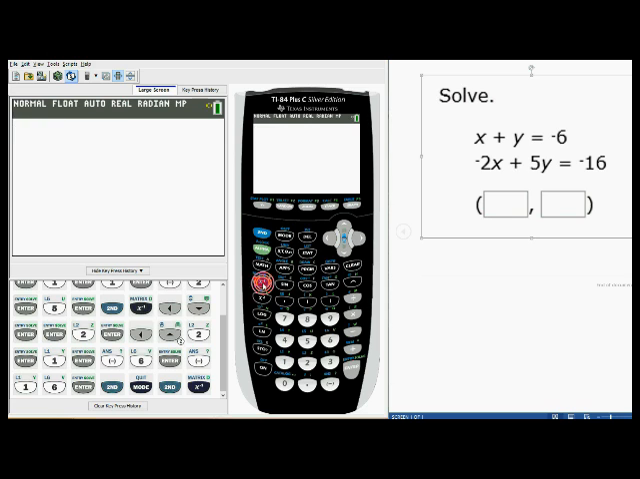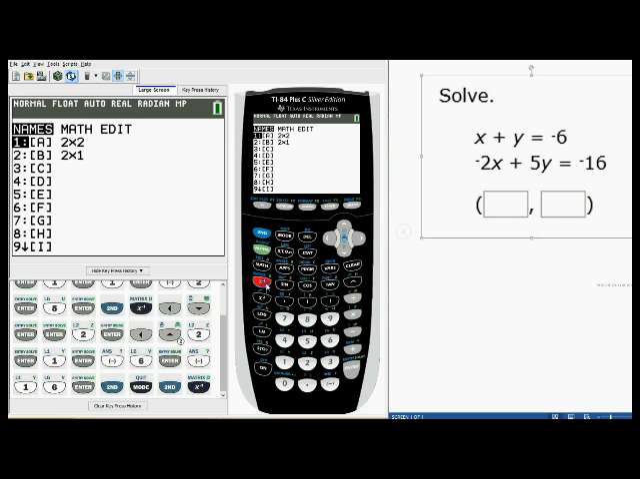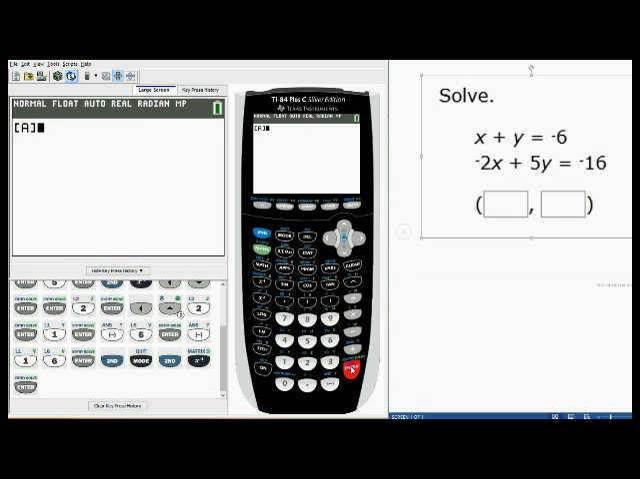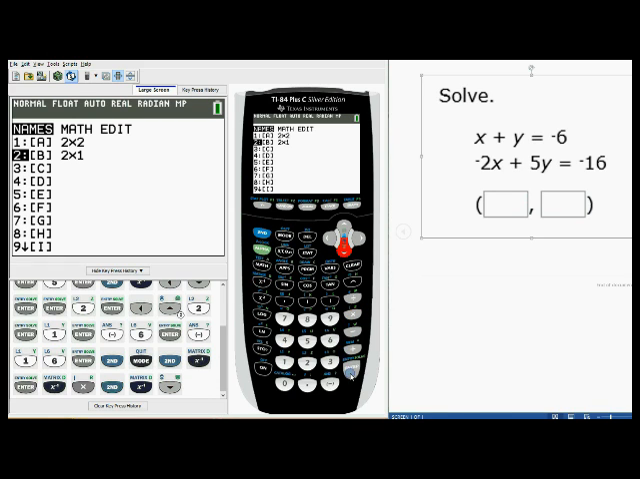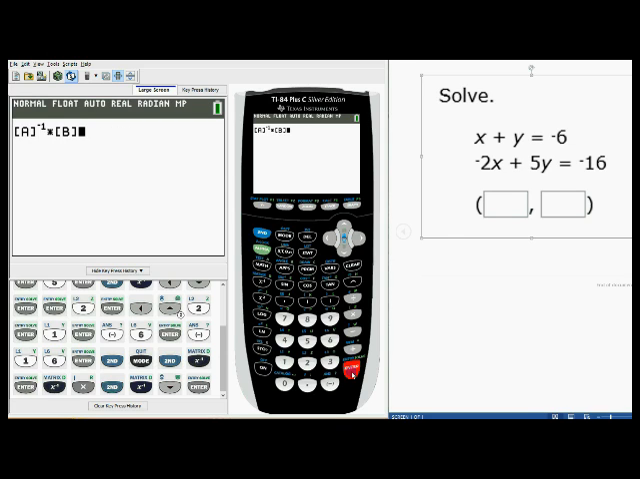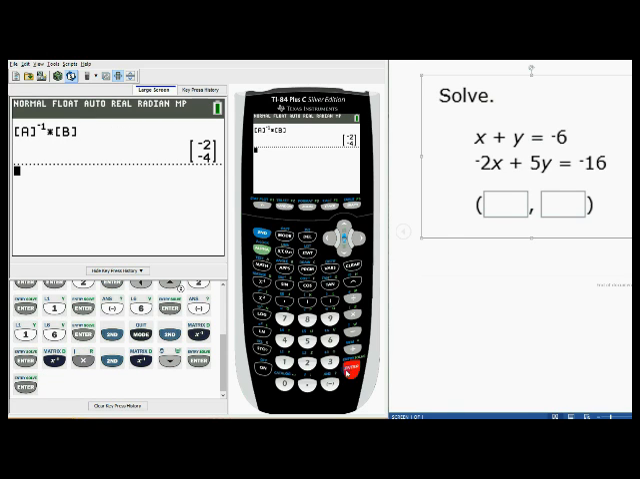Now I'm going to find my point of intersection. I hit second matrix and press enter for A, hit the inverse button, times, go back to second matrix, arrow down to B, and enter one more time, and that gives us our point of intersection. X is -2, Y is -4.